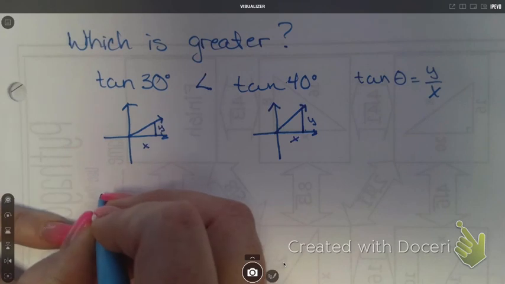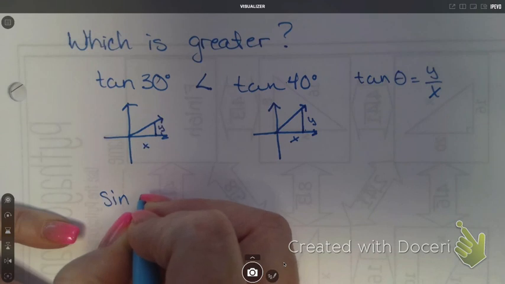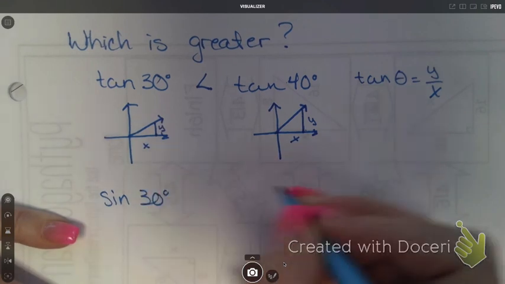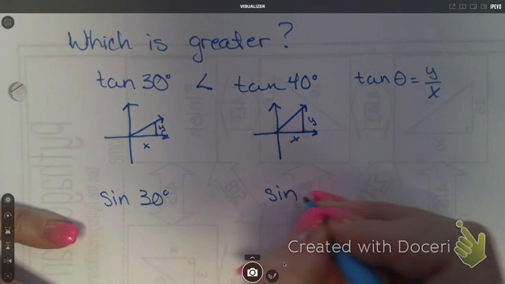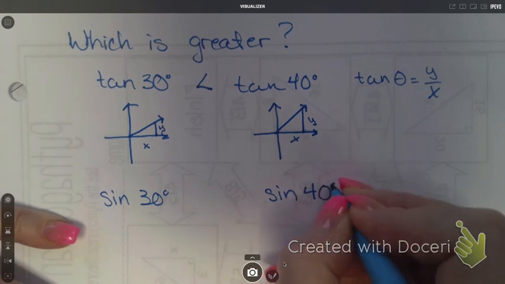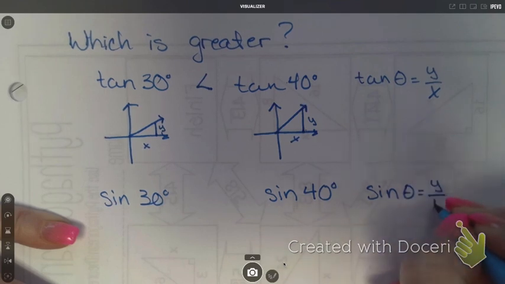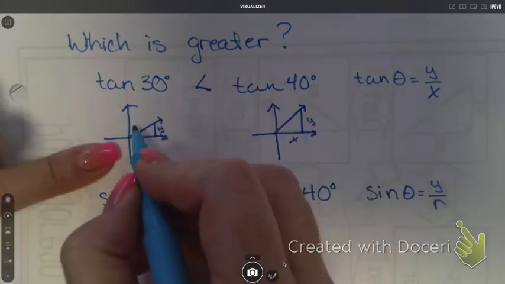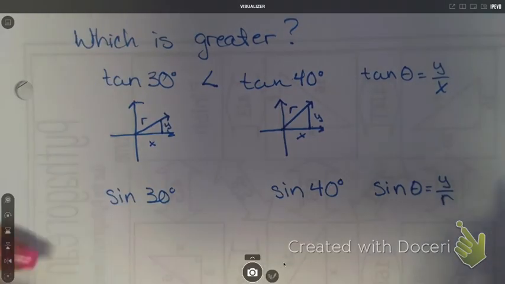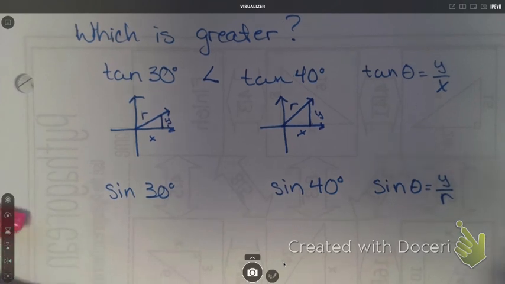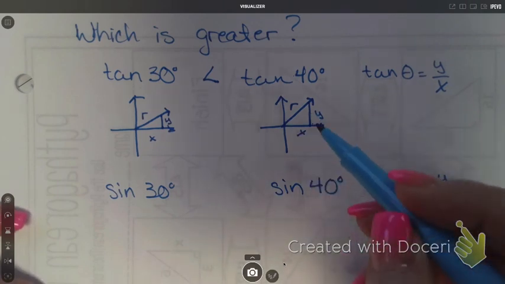What if I asked about the sine of 30 and the sine of 40? So sine is y over r. I need to compare, here's r. Which one's going to be bigger? Wouldn't it be 40 again? Because you're dividing a bigger number.